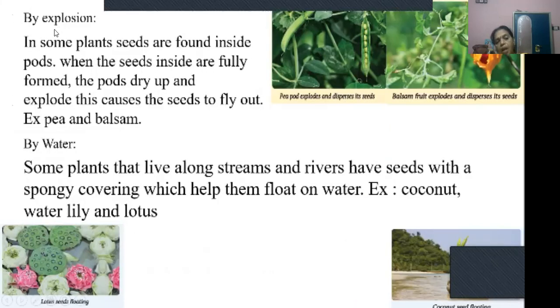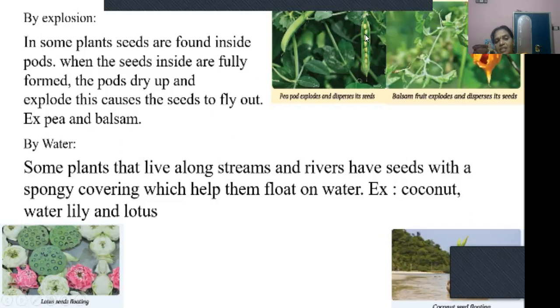Here, in some plants, seeds are found inside the pods. Look at the particular pods. Here you can see the pea plant, isn't it? So the peas are inside the pod. When the seeds inside are fully formed, the pods will dry up and they explode.